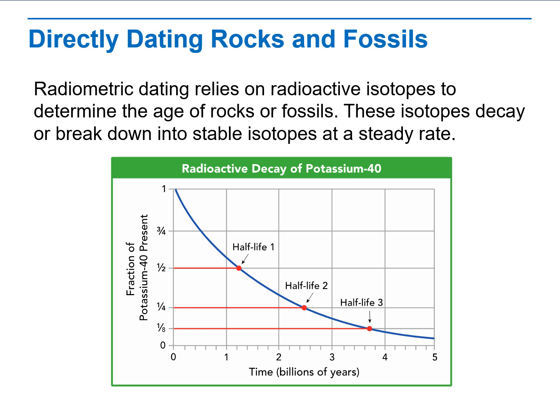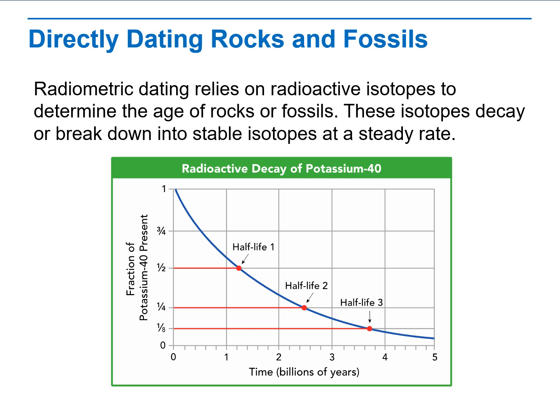What is the half-life of potassium-40? Well, if we look at the graph, we can see that approximately half of the potassium-40 decays into some other form over a period of 1.26 billion years.